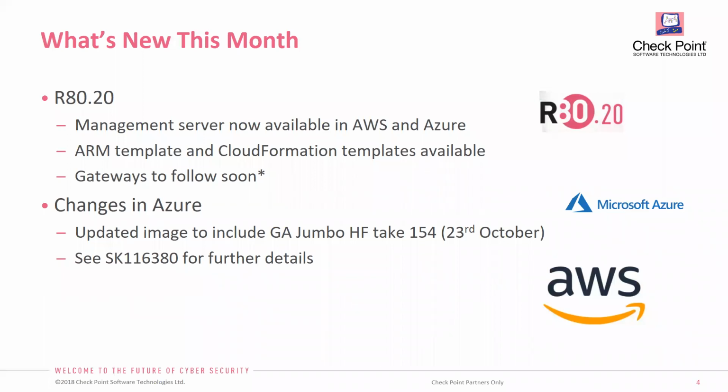So in changes in Azure, the latest image this month includes the general availability jumbo hotfix take 154, which was released on the 23rd of October. So it's bringing you pretty current with fixes and security patches, etc. If you want much more detail about what fixes are in that, there's an SK there, 116380. You can go away and read that. It's extremely long, so it's probably worth searching if there's something in particular that you're looking for, as there's a search function embedded within that.